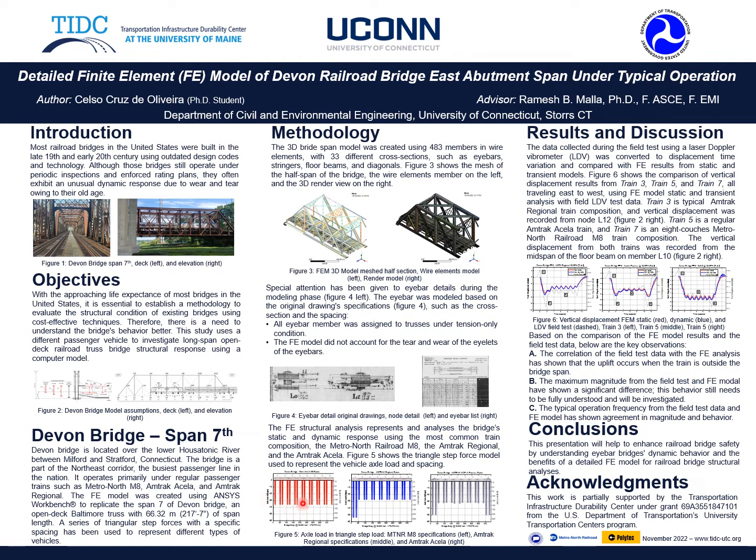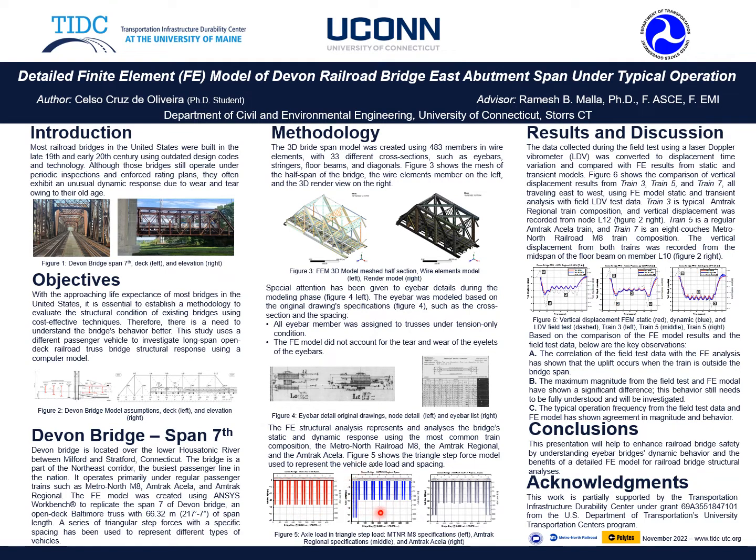The red one on the left side is the M8, which is the Metro North M8 that goes pretty much all Connecticut and from Connecticut to New York. The M8 is an electrical multiple unit, meaning that you don't have a power engine, or each car has its own power engine. So basically the axle load will be almost uniform. They almost have the same axle load, and we can see a constant line here, which is roughly around 36.25 kips, if I'm not wrong.